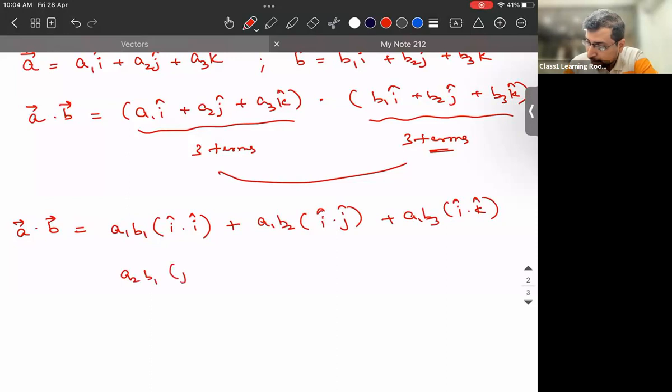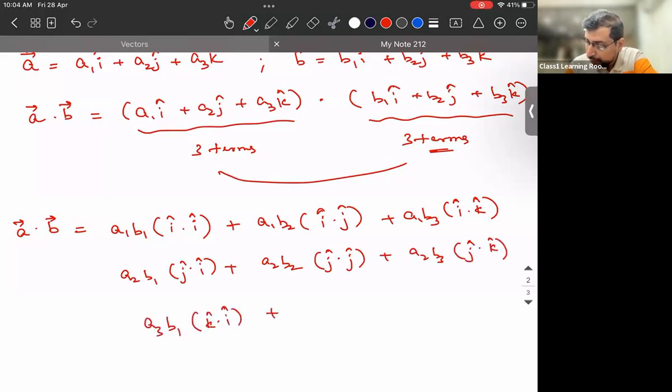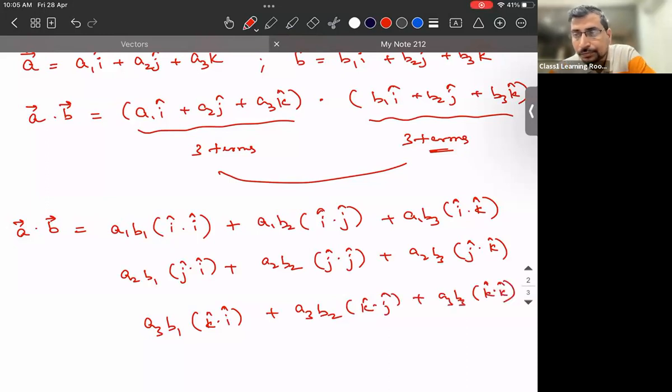Similarly, A2 B1 J cap dot I cap plus A2 B2 J cap dot J cap plus A2 B3 J cap dot K cap. Similarly, I'll have A3 B1 K cap dot I cap plus A3 B2 K cap dot J cap plus A3 B3 K cap dot K cap. So I'm going to get 9 terms in total. Out of the 9 terms, we need to see which terms are going to exist and which one will get eliminated. Make a note till this point.